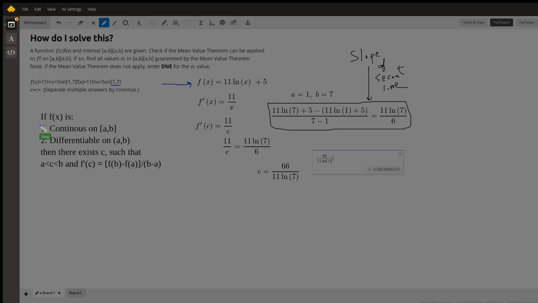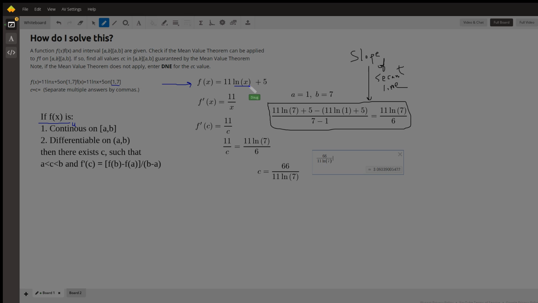Now, here's what the mean value theorem says. If f of x is continuous on the closed interval from a to b, and this function is surely continuous on the closed interval from 1 to 7 because ln of x is defined for all x greater than 0.